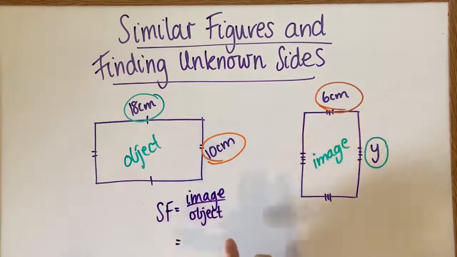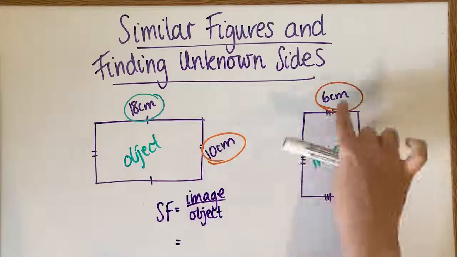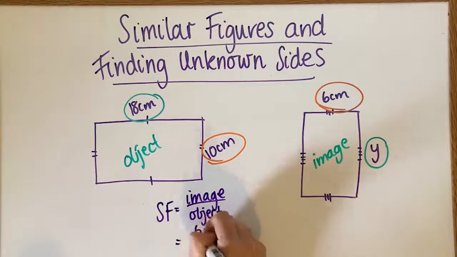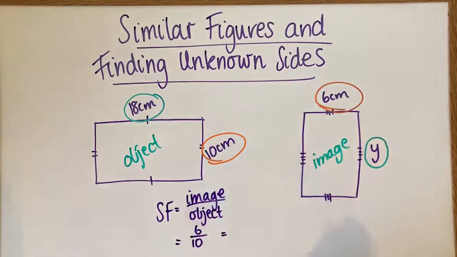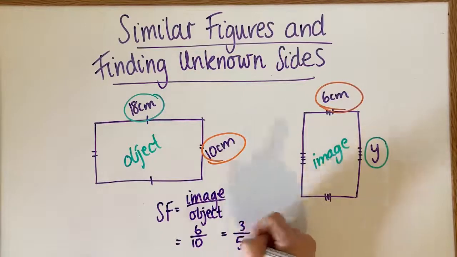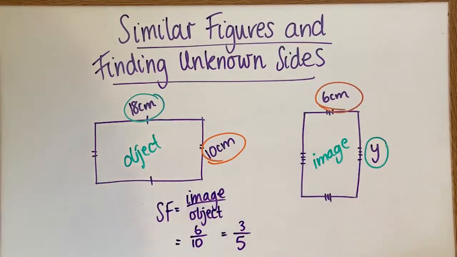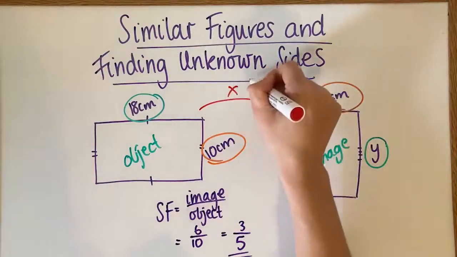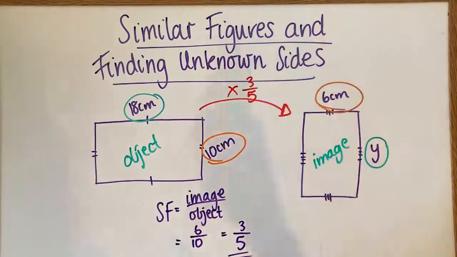And we're going to use these orange ones because we've got the value for both of them. We're going to go 6 over 10. Now 6 over 10 can be simplified to 3 over 5, and that's the smallest that we can actually get that number. So everything going from left to right has been multiplied by 3/5.